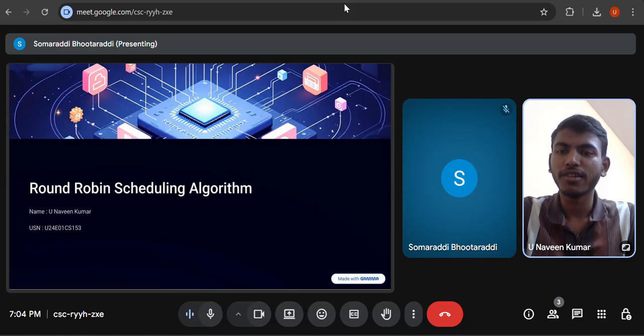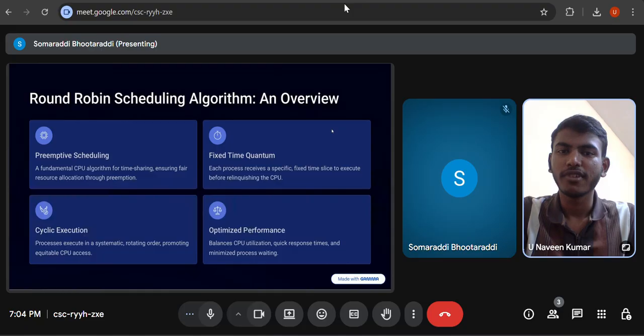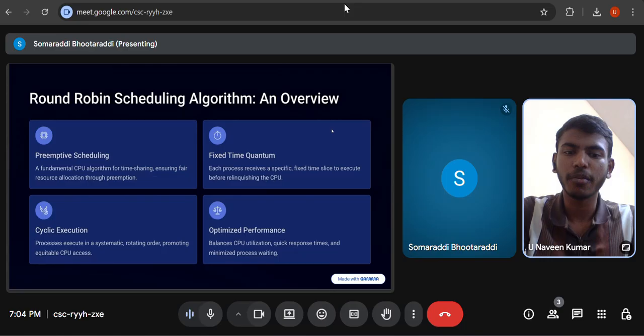Today's topic is the round robin scheduling algorithm, and we have the round robin scheduling algorithm overview. First, we have preemptive scheduling. It means the CPU can stop a running process anytime when the quantum ends, and this prevents CPU hanging and gives fair CPU time to every process.